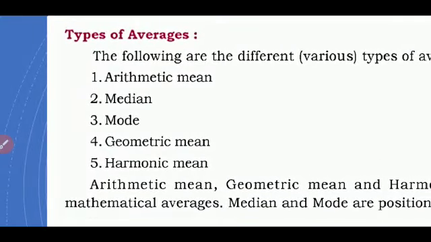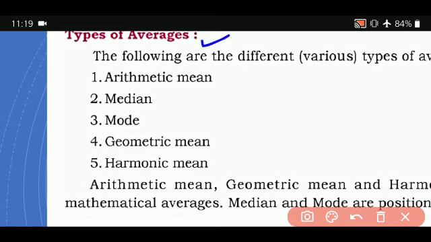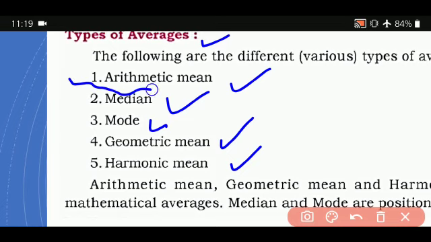Types of averages. How many averages or how many formulas are you going to study? First you're going to study arithmetic mean, then median, then mode, geometric mean and harmonic mean. So in total, five averages or five different means will be the types of averages we will be studying. We will be dealing today with the first one, that is arithmetic mean.